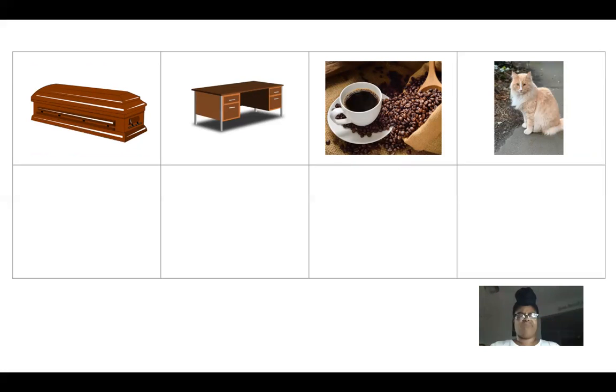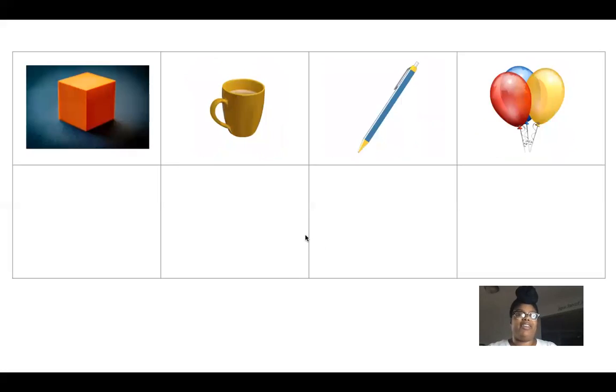Now we're focusing on a coffin. Coffin, desk. Coffin, coffee. Whoa. And the last one is a picture of a cat. Coffin, cat. Wow. He's trying to trick us again. This one is trying to trick us again. Okay. We know desk isn't the one. Which one out of coffin and coffee, or coffin and cat, which one is the closest in the same beginning sound? Coffin, coffee. Coffin, cat. Coffee. Let's check our work. And yes, yes, yes, we got it right. That was a tricky one.